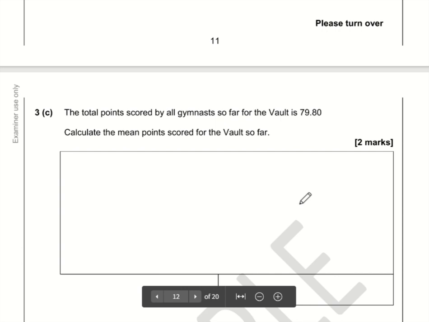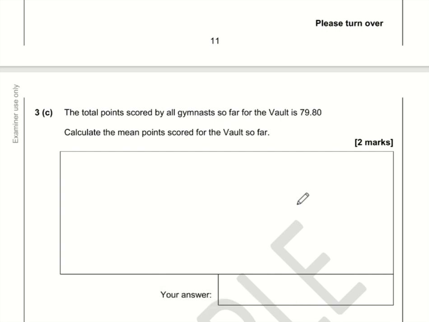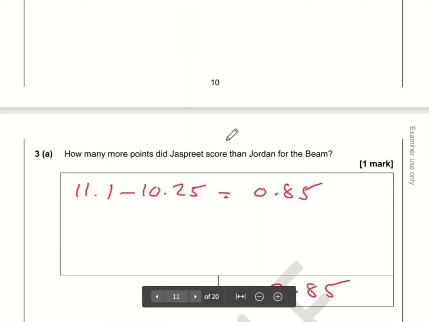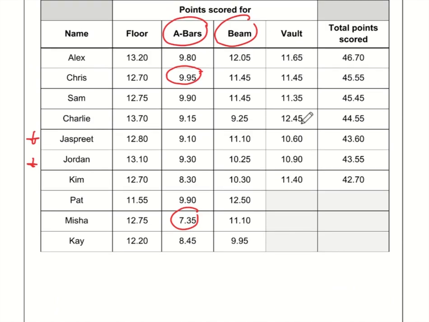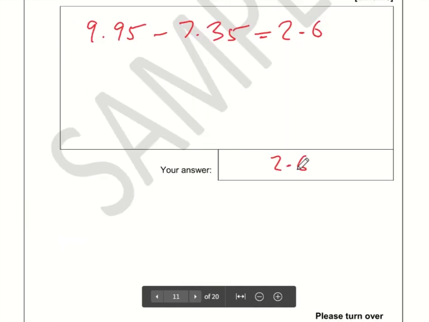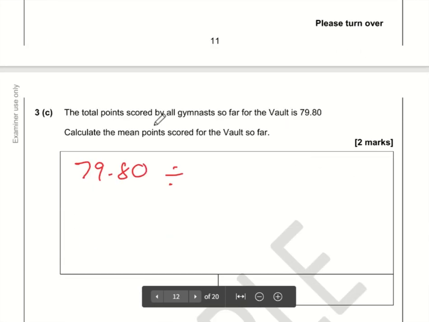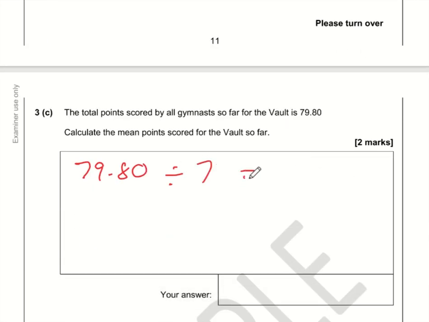Okay, the total points scored by all gymnasts so far for the vault is 79.8. So calculate the mean. So it's going to be 79.8 divided by the number of people who have done the vault so far. How many people have done the vault so far? 1, 2, 3, 4, 5, 6, 7. So we just need to divide that by 7, and 79.8 divided by 7 is 11.4.